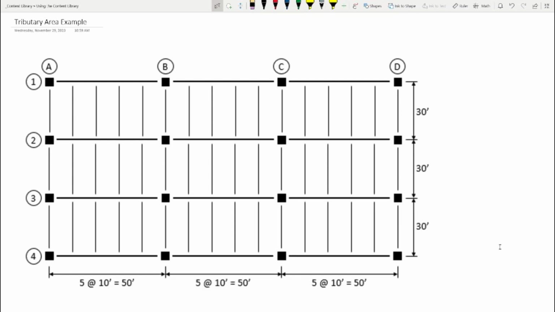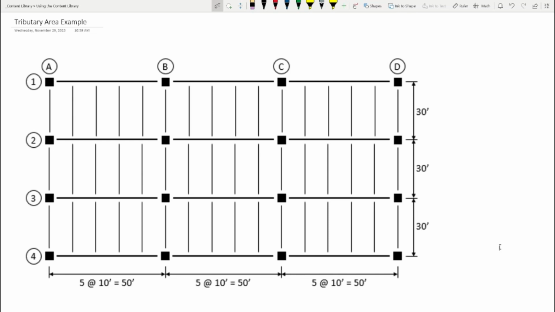Bays are the sort of square regions, or the regions between columns. So think of it like a checkerboard, okay? A common bay spacing in steel buildings is usually like 30 feet by 30 feet. That's pretty common. Not always the case, but that's a not unreasonable bay spacing. Okay? Sound good? Okay.